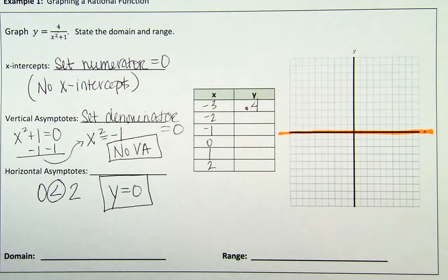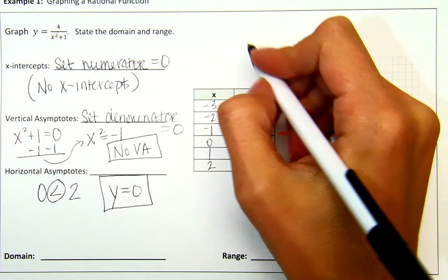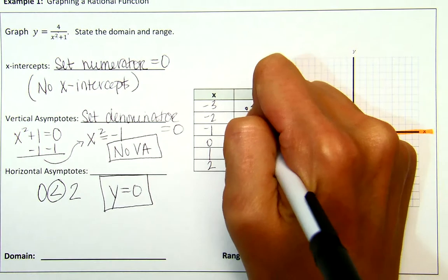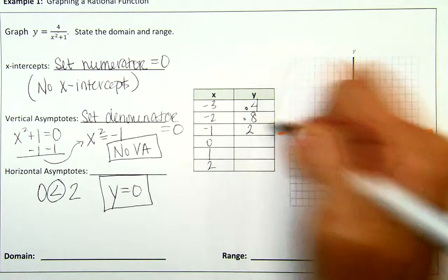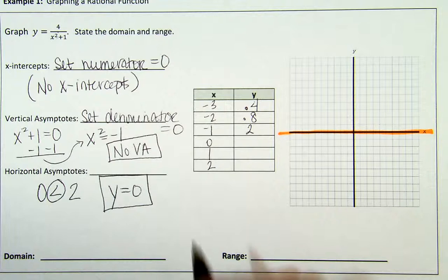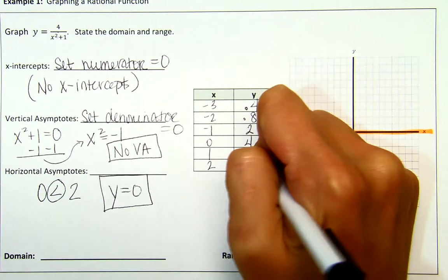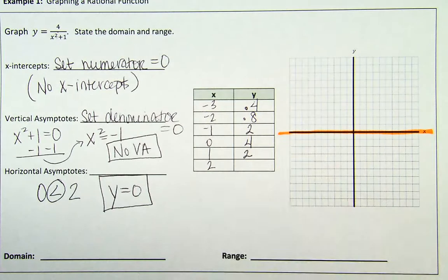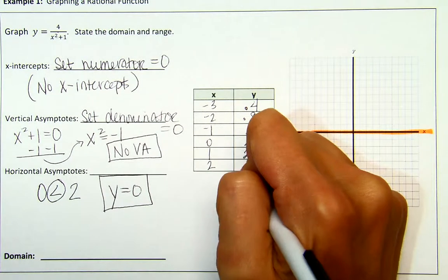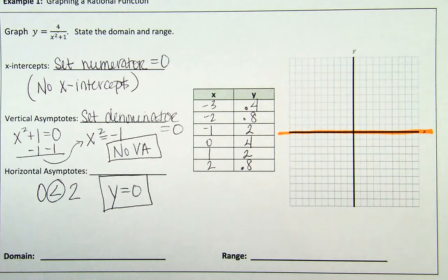I'm going to continue doing that with -2 all the way up to +2. If I plug in -2, I should get 0.8. If I plug in -1, I should get 2. If I plug in 0, I should get 4. If I plug in 1, I'm going to get 2 out. And if I plug in 2, I'm going to get 0.8. Again, you can find those points by doing exactly what I did with your calculator.